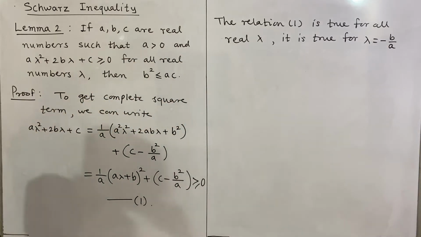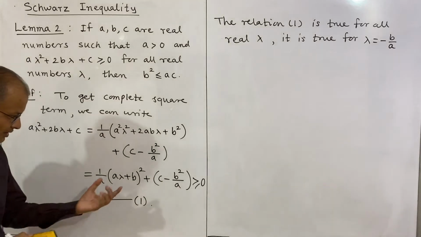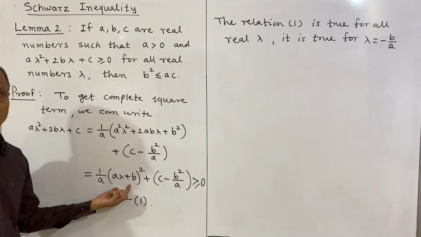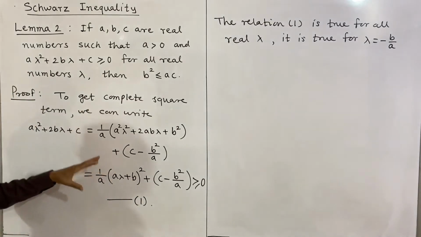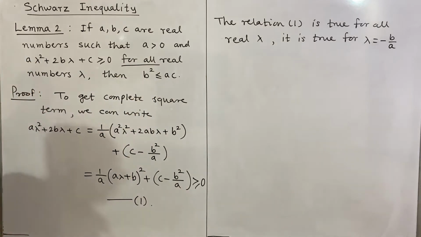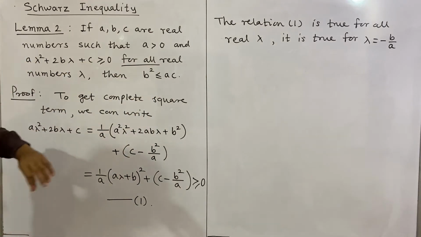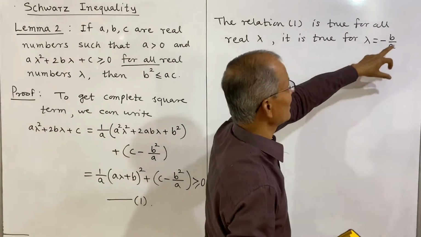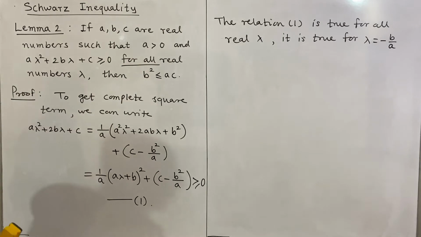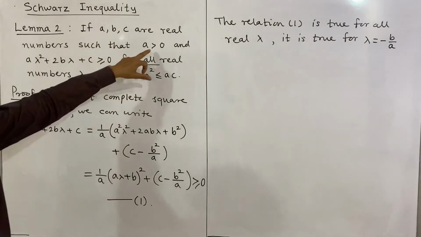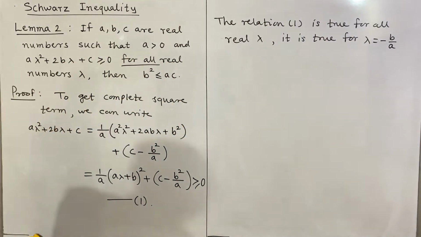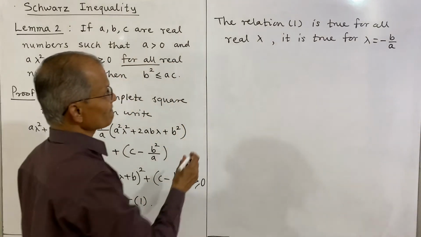So, why have we taken lambda equal to minus B upon A? Because if you put lambda equal to minus B upon A, then this bracket becomes 0. It is given that the expression holds for all real values of lambda, and this is a real value of lambda because A, B, C are given as real, and again A is greater than 0. So, this is defined, and thus putting this in 1 we get the following.